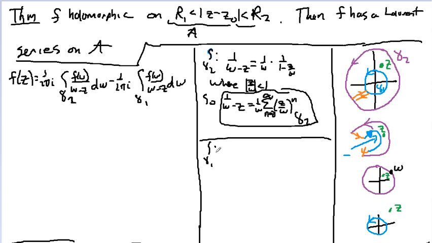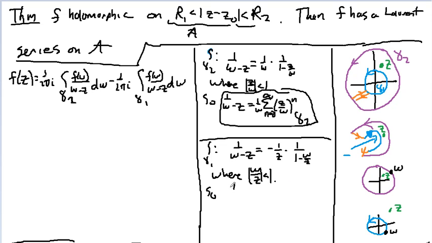And I can play the same game for gamma 1. To look at the integral for gamma 1, I get 1 over w minus z. Well, I have the opposite problem now. My w's here are closer than z, so I'm going to factor it out the other way. Maybe I'll factor out a negative 1 over z, and that's going to give me 1, and w over z. Where the modulus of w over z is less than 1, because look at the picture. w is closer to the origin than z. It has to be.